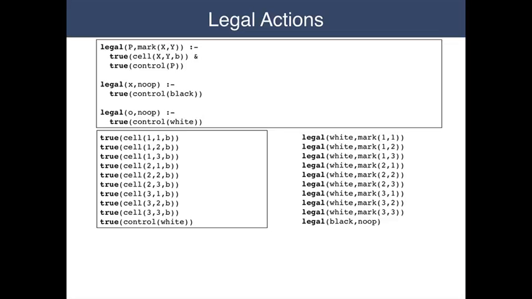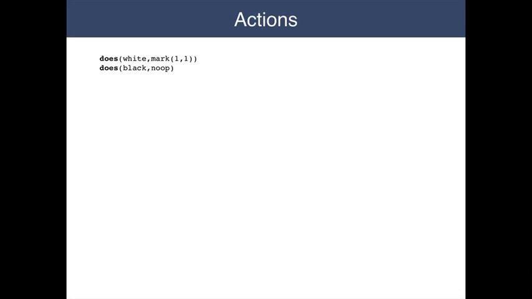More interestingly, using the state description and the logic program, we can compute the legal actions for the state. The white player has 9 possible actions, marking actions for each of the blank cells, and the black player has just one action, namely noop. Let's suppose that the white player chooses the first legal action, mark 1-1, and the black player chooses its sole legal action, noop. This gives us a little data set like the one shown here.